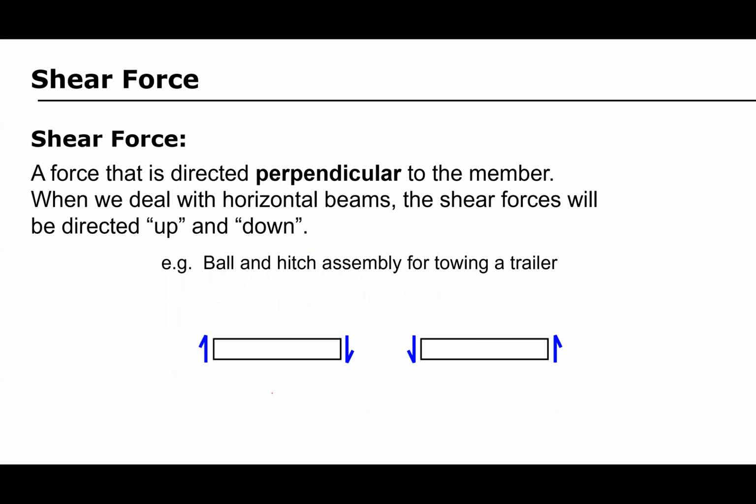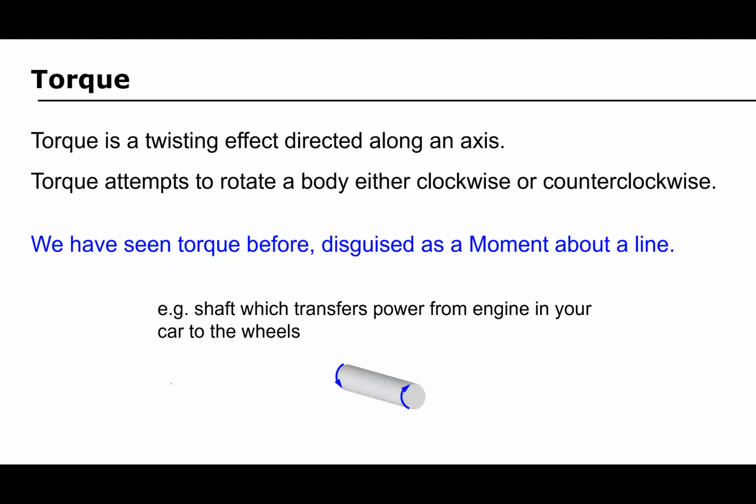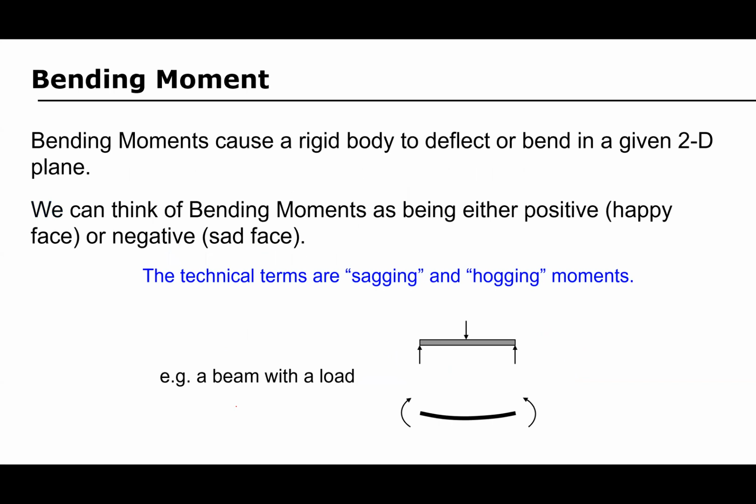Now, shear forces are perpendicular to your member. You see that? They're perpendicular. And again, directed up or down, it's going to make your positive or negative signs. Now, moments, there are going to be two moments. We have torque and bending moment. We're not going to talk about torque in this course. We're going to go over bending moment only.